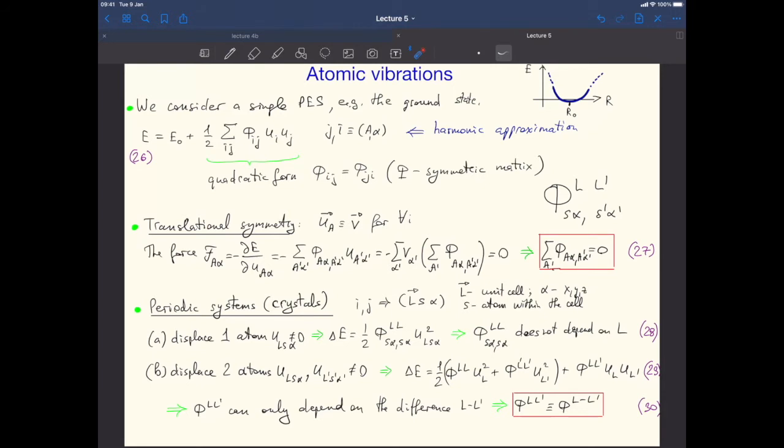Now we will make another experiment. We'll displace two atoms by different amounts.